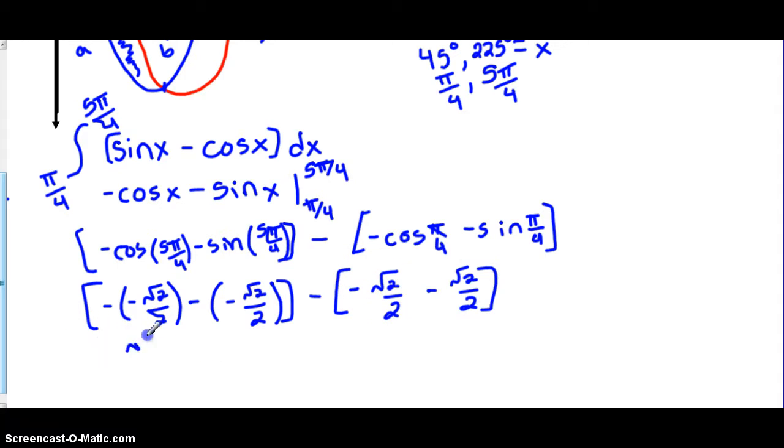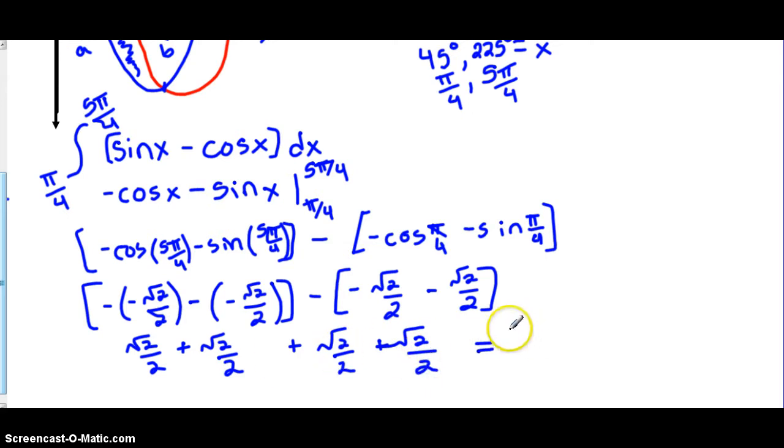So we wind up getting positive root 2 divided by 2, another positive root 2 divided by 2, and then distribute the negative, another positive. We'll get root 2 divided by 2, and then another positive root 2 divided by 2. All right, so that gives us 4 root 2 divided by 2's. If I divide 4 by 2, simplify this, we get 2 root 2.